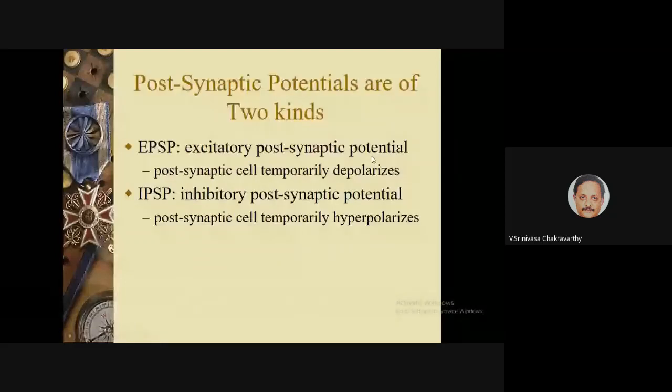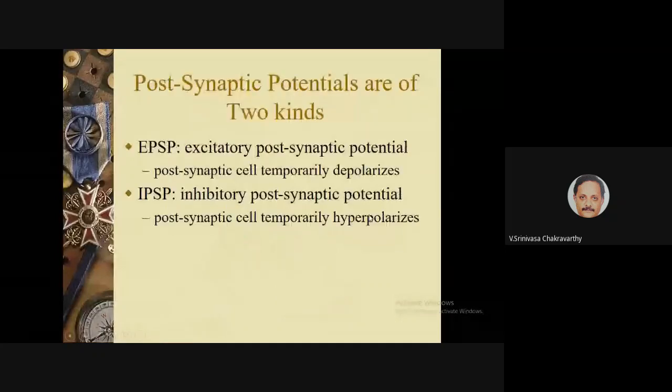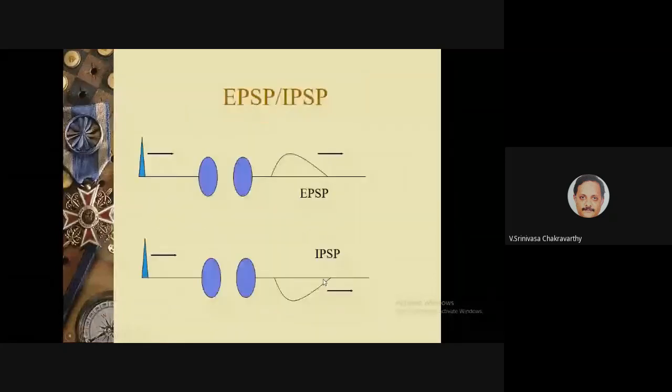Here again, there are two kinds of PSPs based on the nature of the synapse, because there are two different kinds of synapses. In one kind of synapse, the postsynaptic potential is a positive wave, that is, it is greater than the baseline value of minus 70 millivolts. In the other kind of synapse, it's a negative wave, that is, it goes below minus 70 millivolts. On the presynaptic side, the action potential is always the same. It's always positive. It always goes above minus 70 to some positive value and comes back. But on the postsynaptic side, the wave can be a positive deviation or a negative deviation.